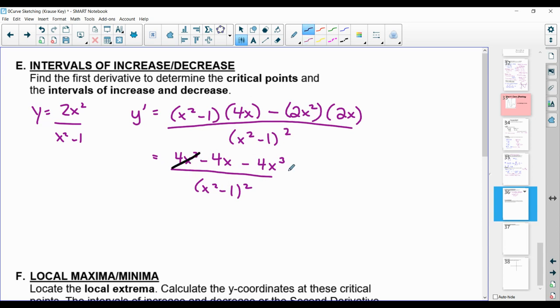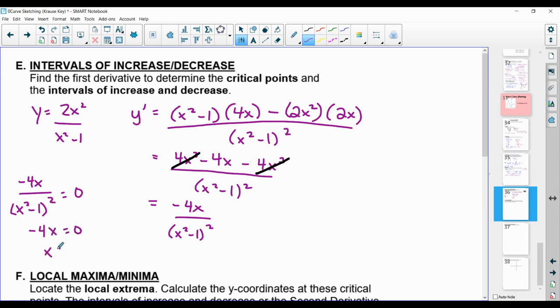Well, our 4x cubes are going to cancel out, and we're going to be left with negative 4x all over (x squared minus 1) all squared. Now we set that equal to 0: negative 4x all over (x squared minus 1) squared equals 0. We already know about our asymptotes. So we've got negative 4x equals 0, x equals 0. So we have a critical point at x equals 0, but we also have to consider where our asymptotes are.